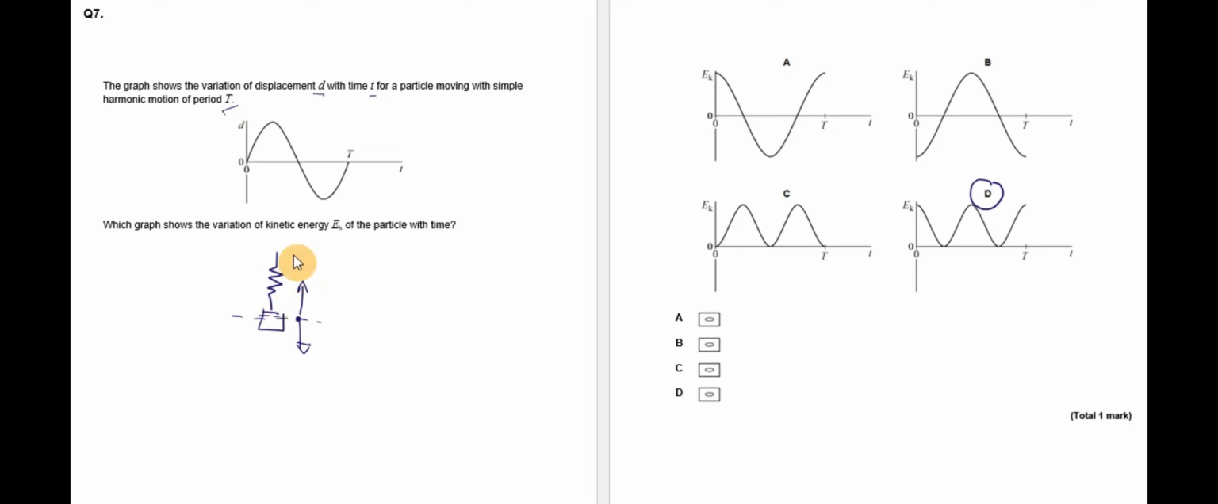So let's have a look at what that would look like on the graph. I'm looking for when the displacement is 0 to get the maximum velocity. And of course, the kinetic energy is given by a half mv squared. So when I get the maximum velocity, I'm going to get the maximum kinetic energy. So displacement 0, that's when I get the maximum velocity, so that's when I get my maximum kinetic energy.